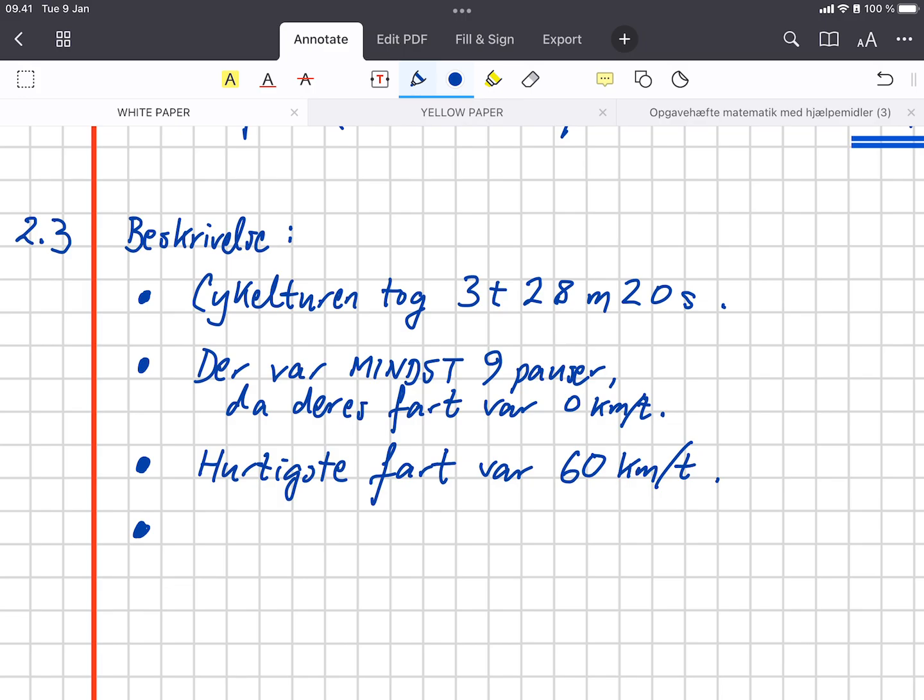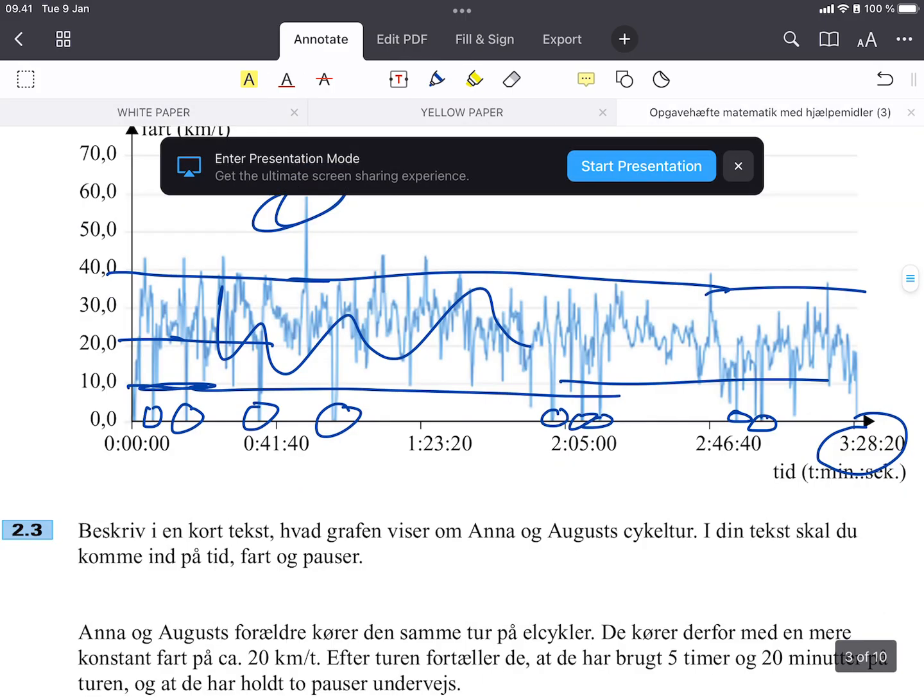And finally, their speed was usually between 10 and 40 kilometers.